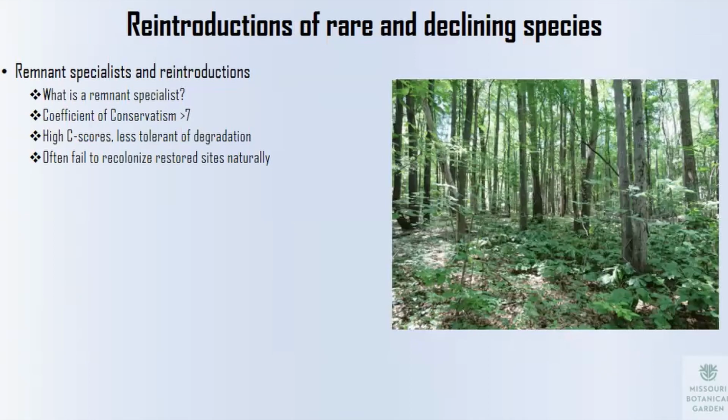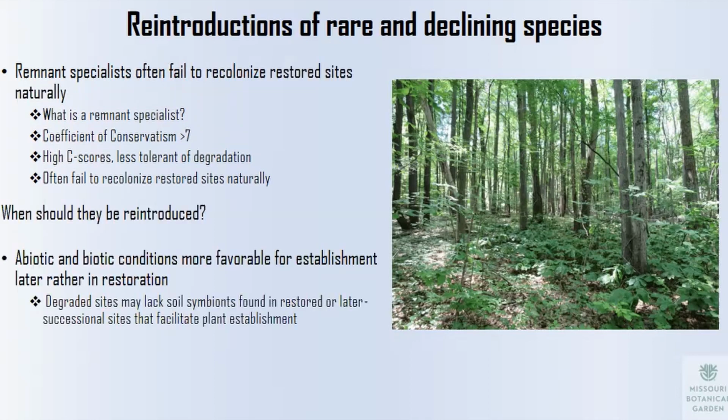When we think about reintroductions, a lot of times we're considering rare and declining species, which are often remnant specialists. What exactly is a remnant specialist species? It's a species of high conservatism value, over 7, and these high C-scores indicate it has less tolerance for a degraded habitat. So they often fail to recolonize restored sites naturally, and they need reintroductions. But there's a big question about when these species should be reintroduced.